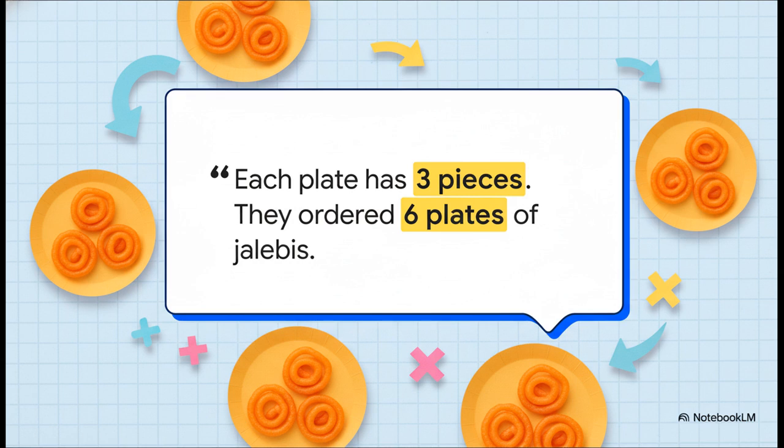The scenario they give us is this. Each plate of jalebi has 3 pieces. They ordered 6 plates of jalebis. Mathematically speaking, things are scaling up really significantly right now. Up until this point, we've dealt with 4 horses, 3 train bogies. Now we are dealing with 6 whole plates. We're taking that newly learned grouping concept and applying it to a completely new, much larger scenario.